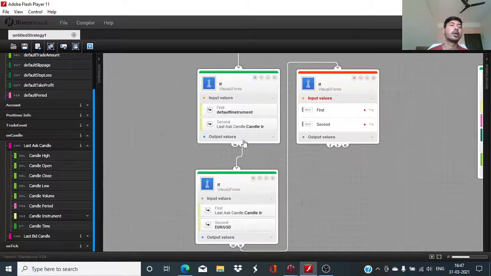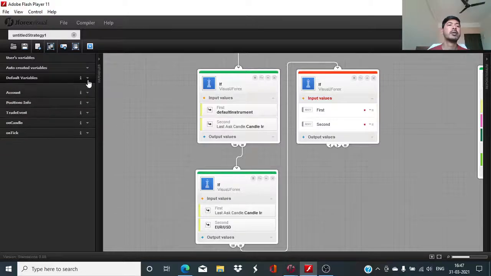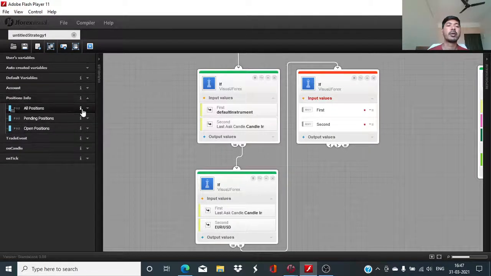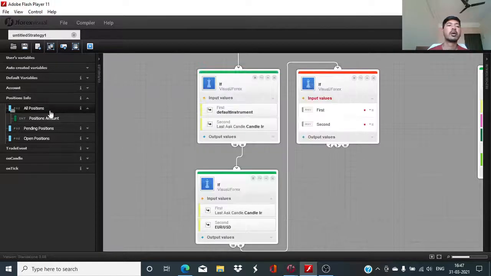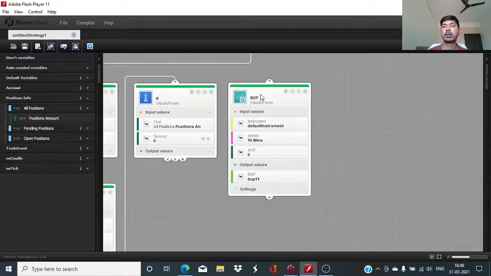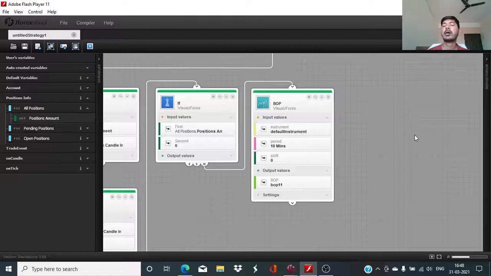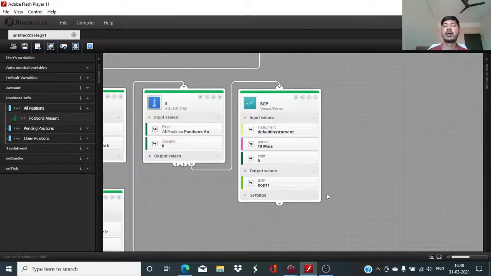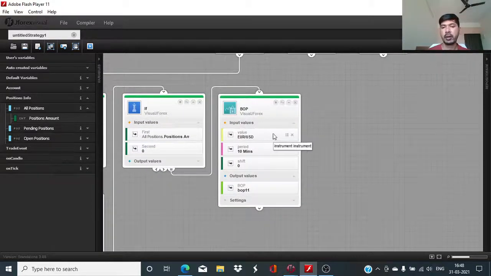Position amount will need to be defined. For that, we need to look at all position amount, and I'm going to put the value of 0. So only if there is no open or pending order on the account, the initiation of the new trade will happen.